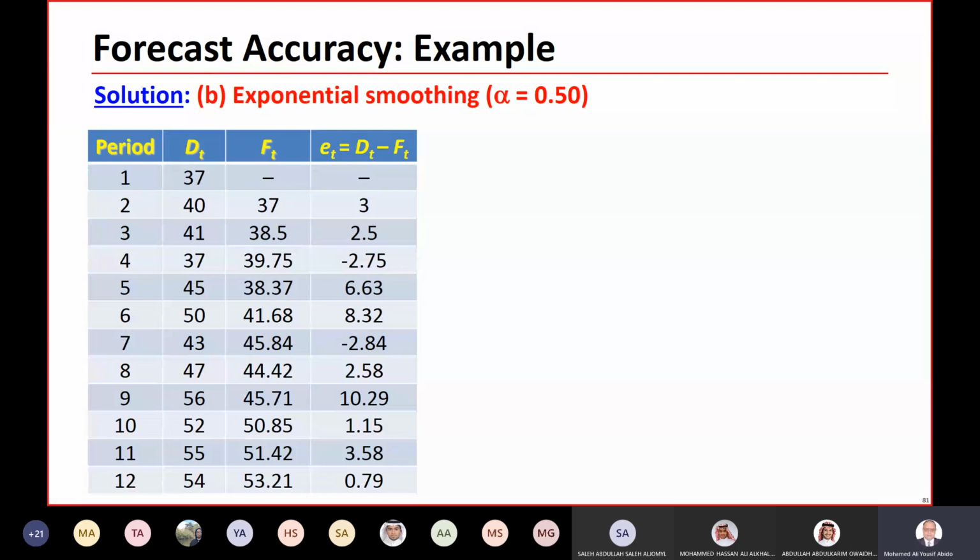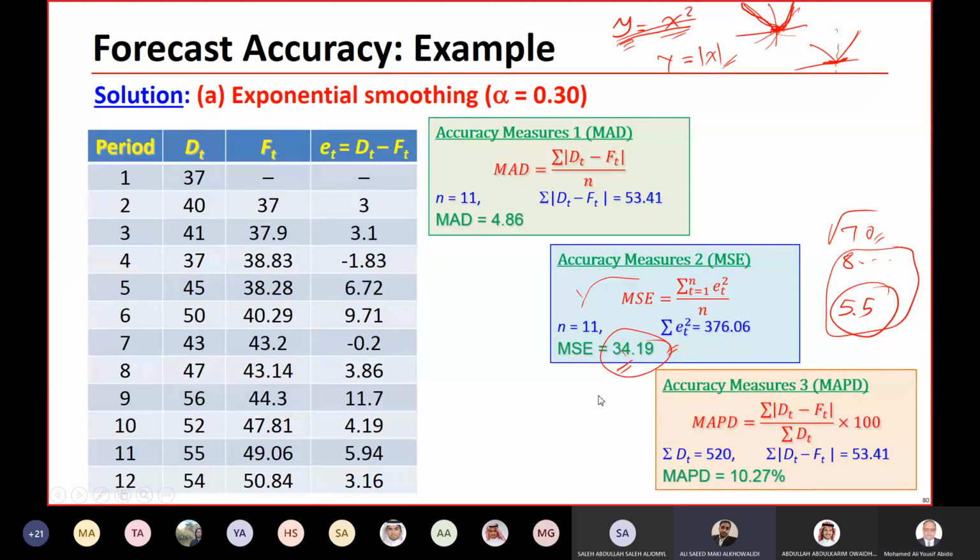Excuse me, Ali Alsaeed is also with us. Do you have a question, Ali? Yes, doctor. Why here do they choose n to be 11? I think it's supposed to be 12 because we have 12 periods.